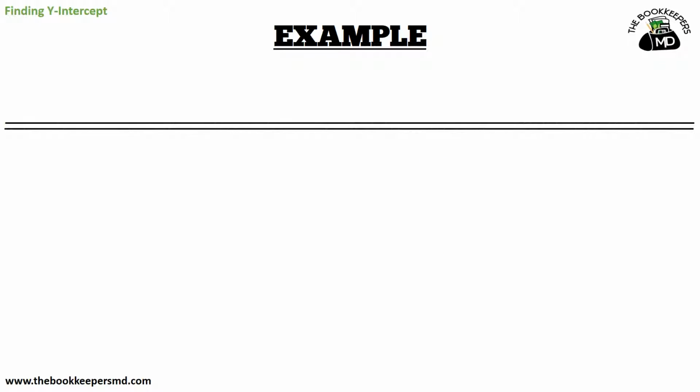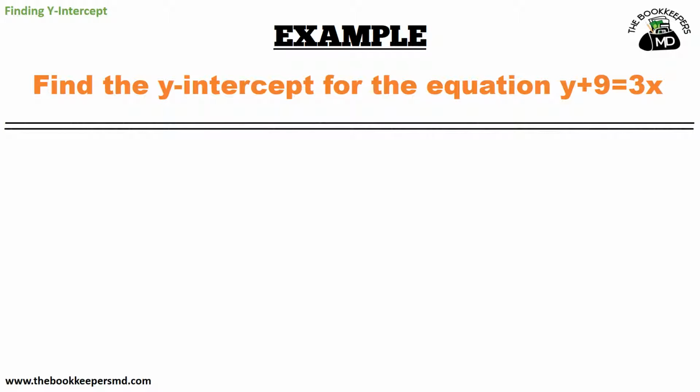Now let's look at an example. Find the y-intercept for the equation y plus 9 equals 3x. We're going to start off by solving the problem as it is, and then we'll solve the problem by converting it to the slope-intercept formula that we just discussed. Let's get started. So the first thing, if we're going to leave the formula as it is, we will need to substitute 0 for x, because as you see, y plus 9 is on one side of the equal sign and 3x is on the other side. So let's just eliminate it.